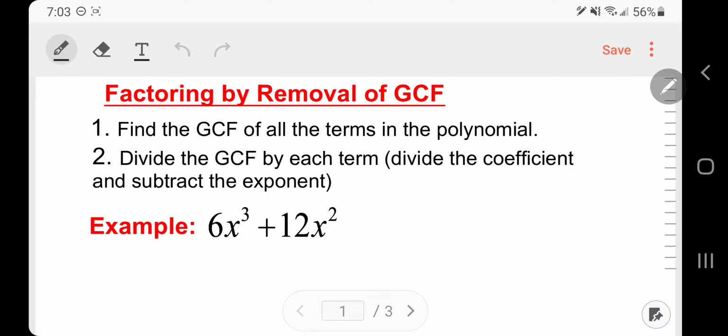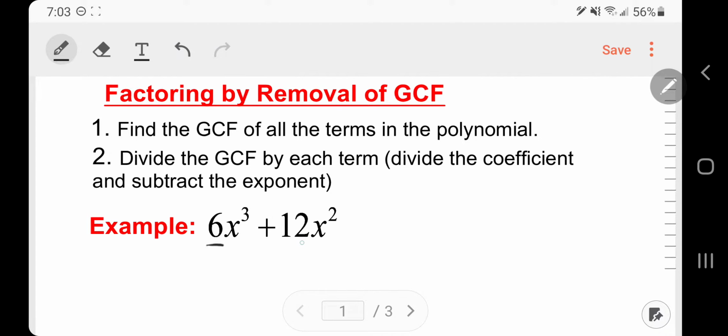Hey everyone. In this video, we're going to take a look at how to factor a polynomial by removing the greatest common factor. Okay, so the first step here is to find the greatest common factor between each of the terms in our polynomial. So in our polynomial here, we have two terms, 6x to the third and 12x squared.